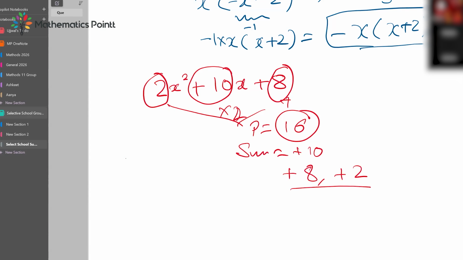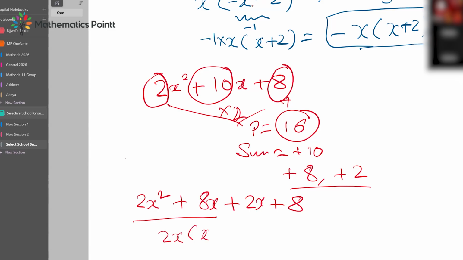All right, let's split it out. 2x squared, let's pop this out: 8x plus 2x plus 8. And now pull the common factor out. 2x, the remaining stuff is x plus 4. And I pull the common factor out, which is 2, x plus 4.